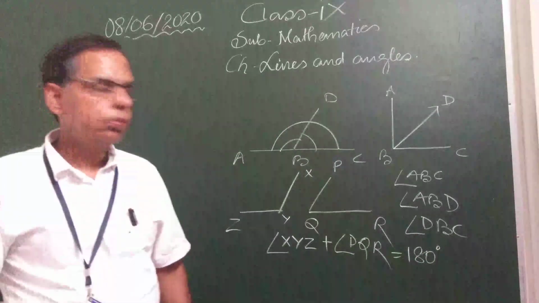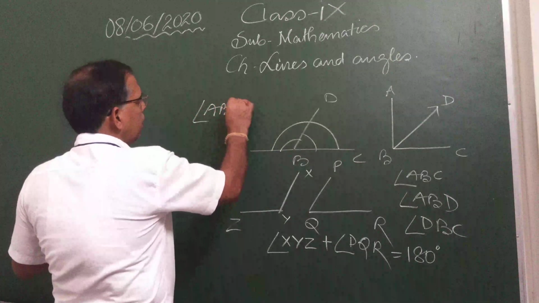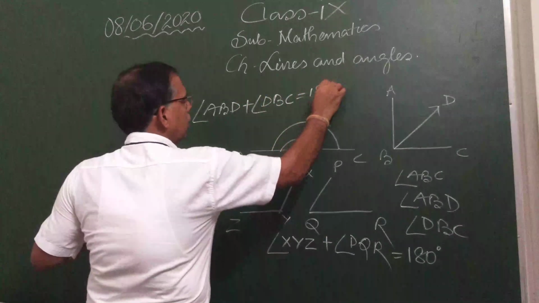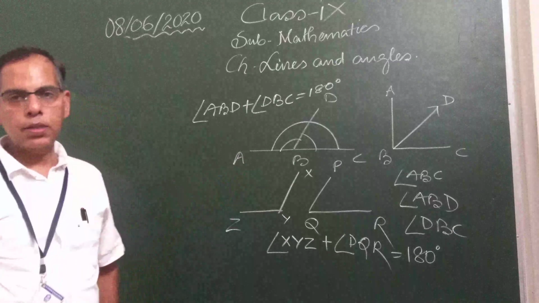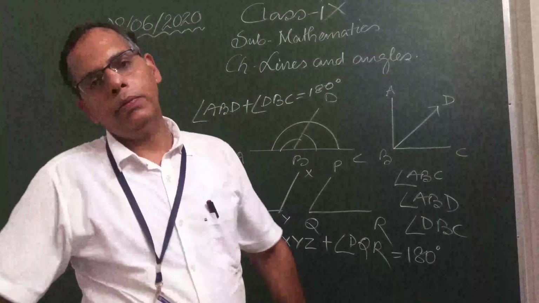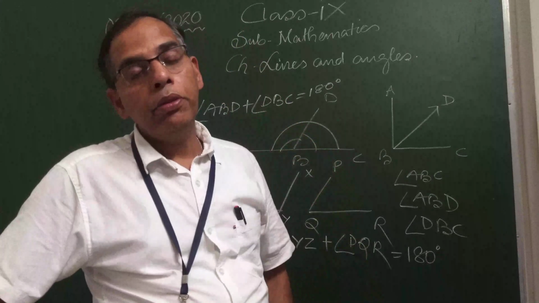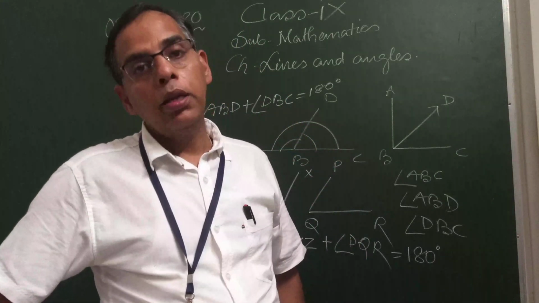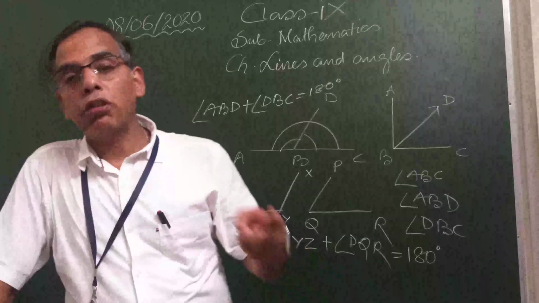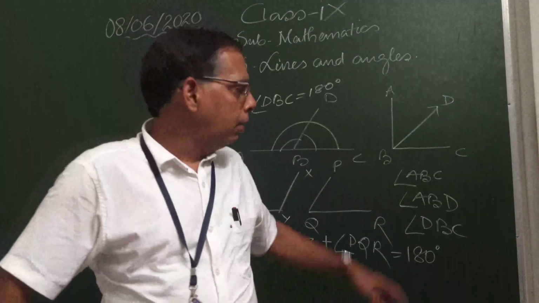then here also angle ABD plus angle DBC equal to 180 degrees. Can you tell me what is the difference? The difference is that these two angles form a linear pair. If the sum of two adjacent angles is 180 degrees, they are said to form a linear pair. And on the other side, if the sum of measures of two angles is equal to 180 degrees, they are known as supplementary angles.